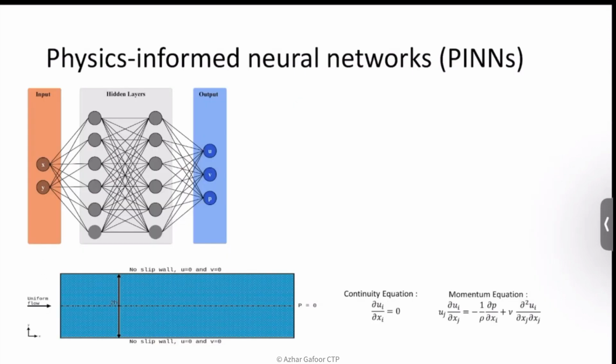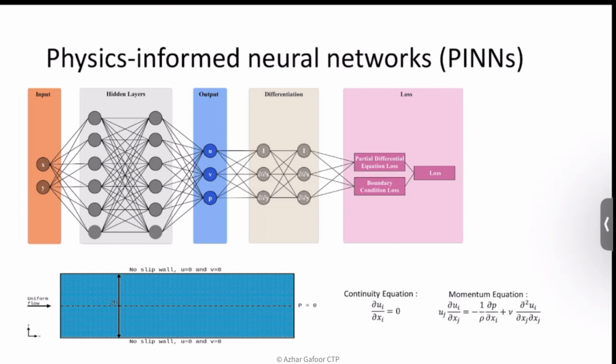This was the network we saw earlier, which is a conventional neural network. Now coming to physics-informed neural networks, let's see what the changes are. In our conventional neural network, we had input, hidden layers, and output. In the case of physics-informed neural networks, these outputs are differentiated and the losses are calculated. We know the loss is important to learn the weights.